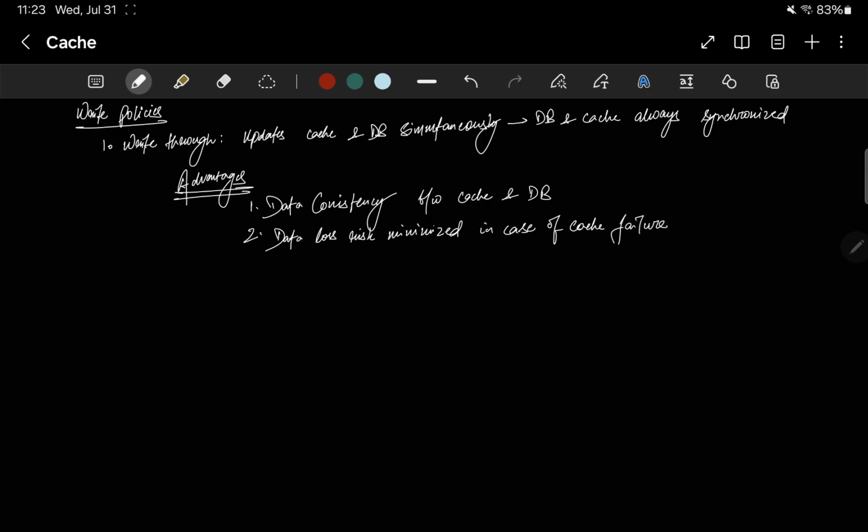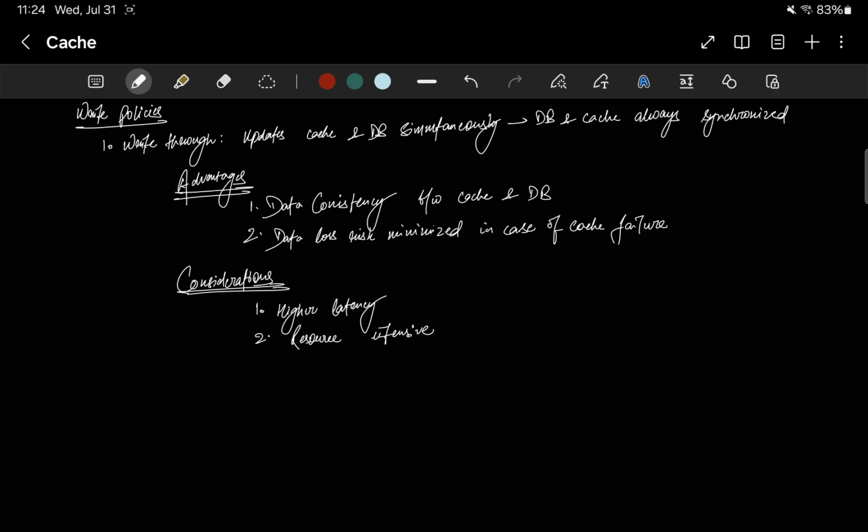Considerations: there are a few things we need to consider. It may introduce higher write latency due to the synchronous nature of updates. We have to update the database also. Database is huge; generally database size is much more than cache, so a database update will take more time compared to cache. So higher latency. And it can be resource intensive as well, especially in scenarios where we have too many writes. If high write frequency is there it will be resource intensive.